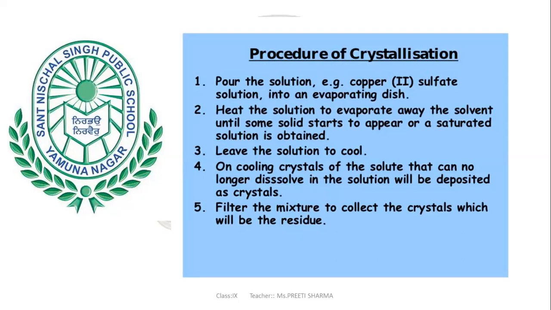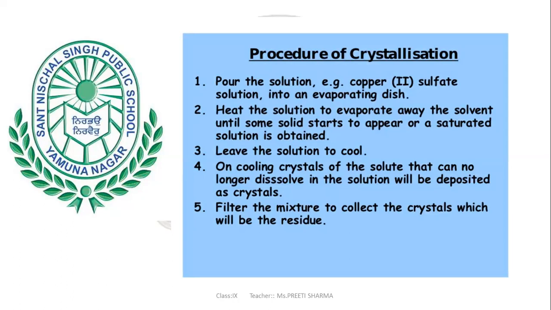Now, how can we check that crystals have been formed? We will see a thick layer on the glass rod. While heating the solution, we stir it with the help of a glass rod, and after some time we blow on the glass rod and we'll see that a thick layer is formed. It means the crystallization point has been reached. Now we'll filter the mixture to collect the crystals, which will be the residue.